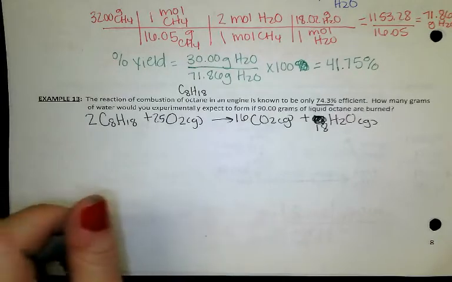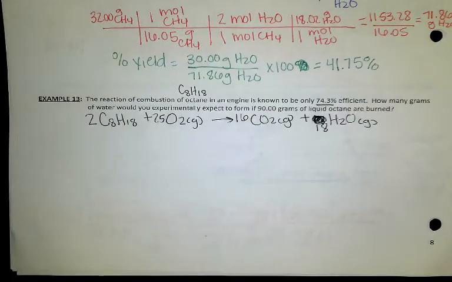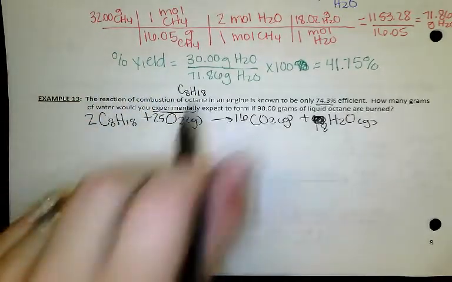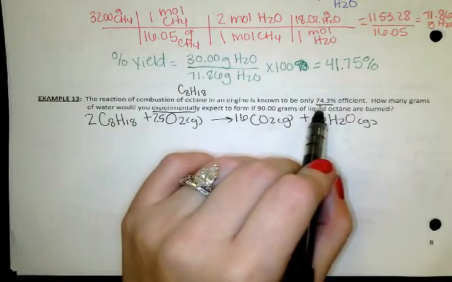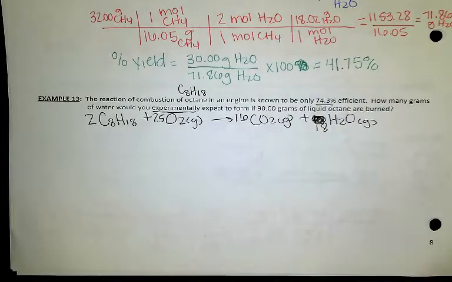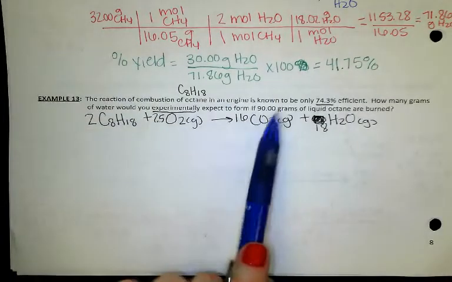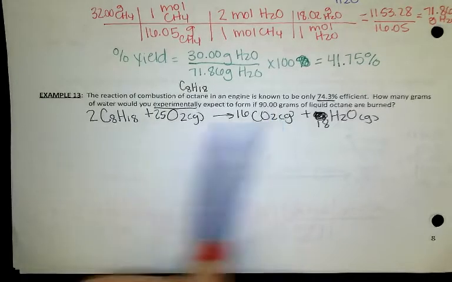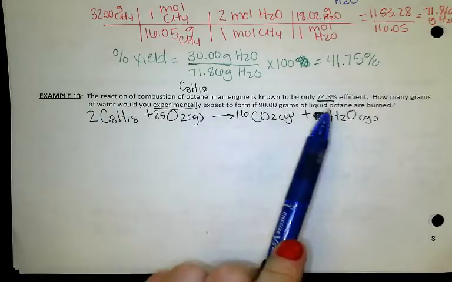So now what we're trying to do is asking us how much water would you experimentally expect. Well, we know that it's 74.3% efficient, okay? So what we're going to do is calculate the theoretical yield of water if 90 grams of liquid octane were burned, and then what we'll do is multiply it by, because remember, 0.743 to get our experimental yield.